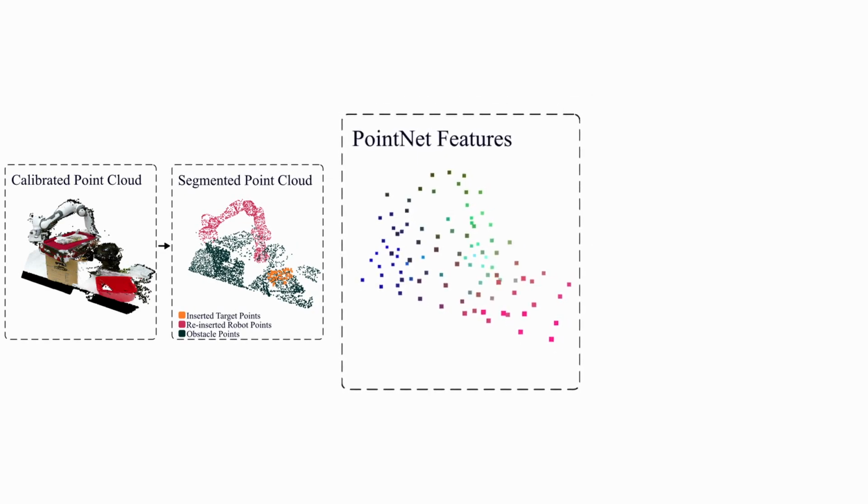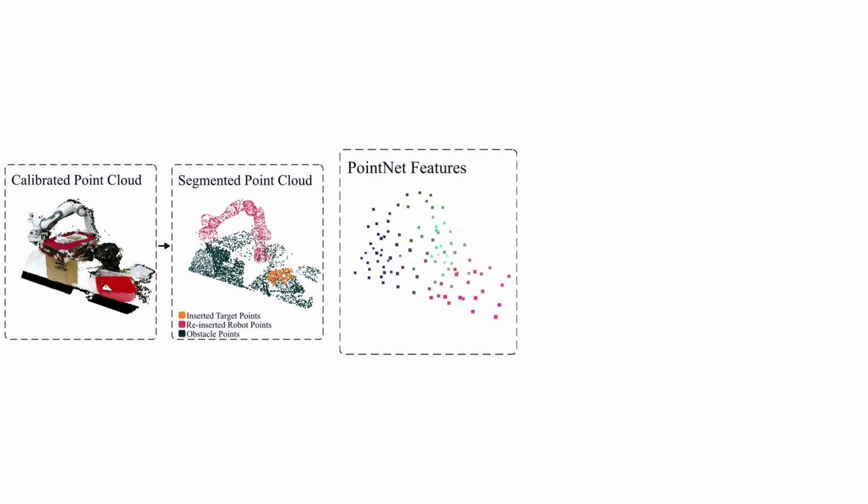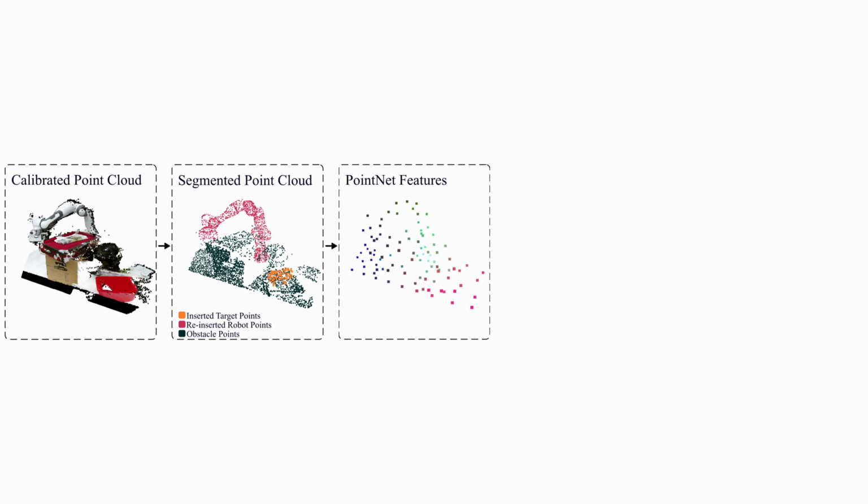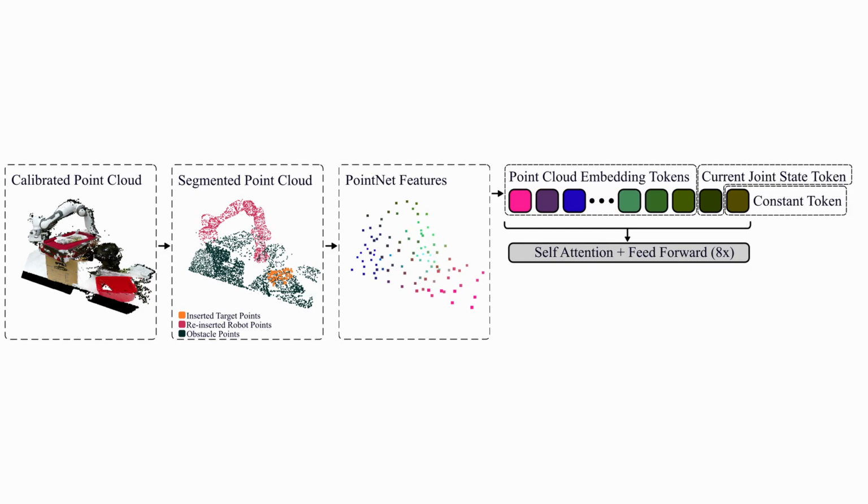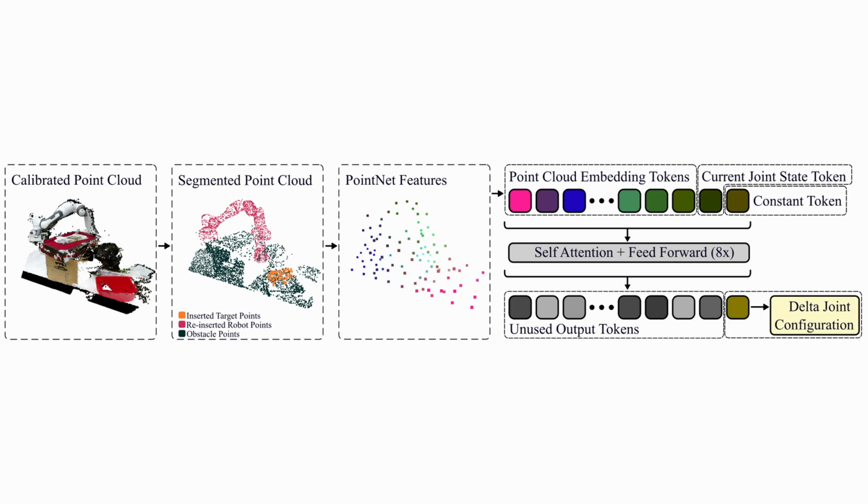This point cloud is then passed into a PointNet with 3 set aggregation layers. Then, the output point cloud features are passed through an 8-layer transformer along with an embedding of the joint angles and a learned constant embedding. Finally, the output token corresponding to the learned constant input is then decoded into a delta joint configuration.